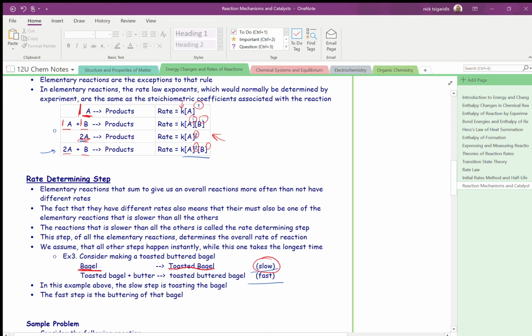Of course, in the next step, we have to take that toasted bagel and then we have to butter it. Now, the buttering of the bagel doesn't take very long. The toasting takes a long time. That's why the toasting is the slow event.